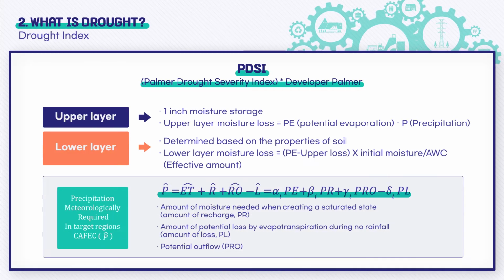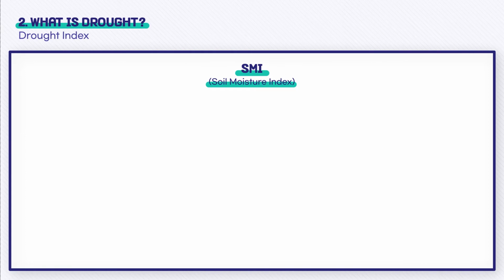Let's take a look at how soil moisture is calculated. Basically, soil is divided into the upper layer and the lower layer. The amount of precipitation that is meteorologically required, CAFEC, is the value of subtracting the amount of loss from the sum of evapotranspiration, recharge, and outflow. Next, the Soil Moisture Index, SMI.